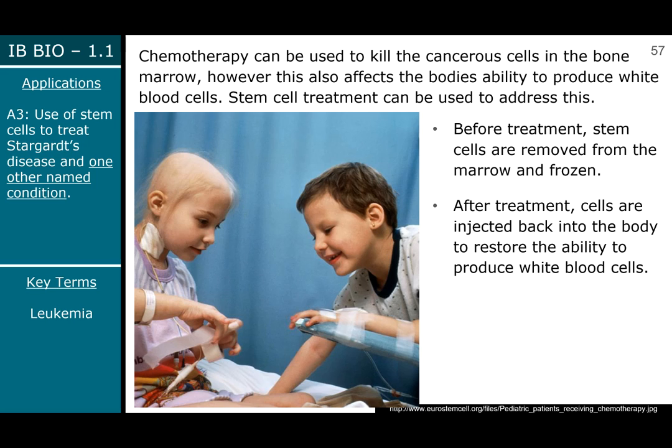So chemotherapy is used to kill cancerous cells in the bone marrow, but that also affects the body's ability to produce healthy white blood cells, meaning you wipe out your immune system. So before treatment, stem cells are removed. Healthy stem cells are removed from bone marrow and frozen, and then after treatment, you're given your own stem cells back to help recover and recuperate your immune system.